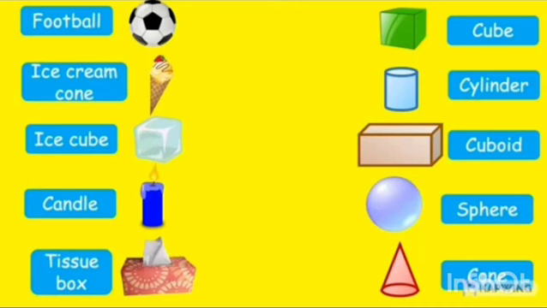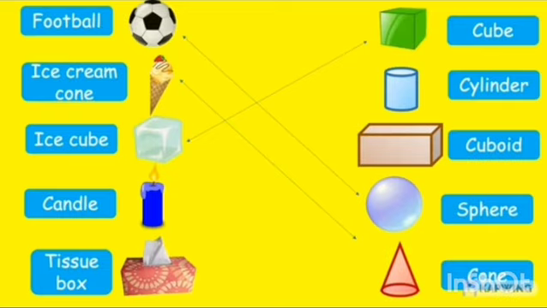So, children, let's recall by matching all the objects with the following 3D shapes. So, what is the shape of the football here? Yes, a football is the shape of a sphere. What about an ice cream cone? An ice cream cone is in the shape of a 3D cone. And next is an ice cube. What shape does it belong to? Yes, it belongs to a cube 3D shape.